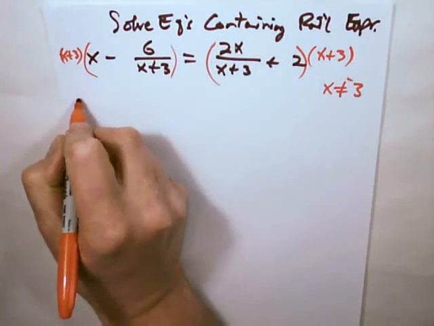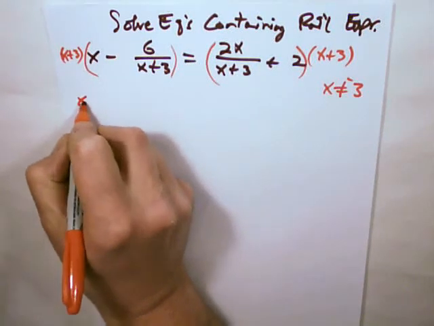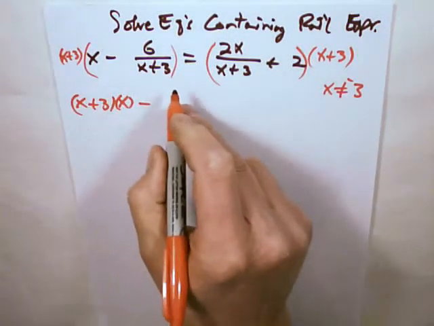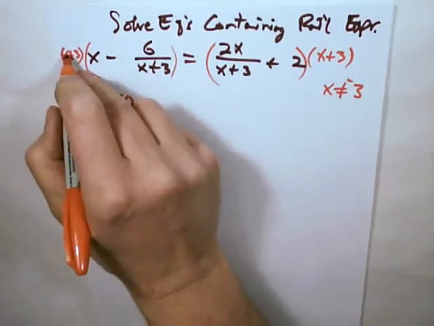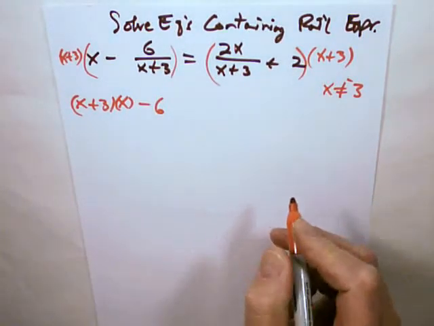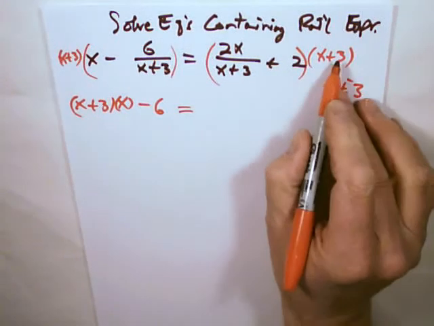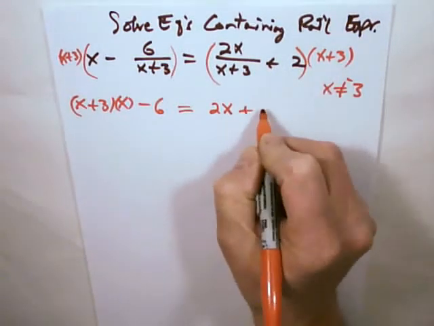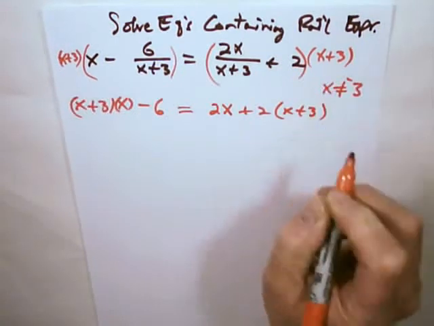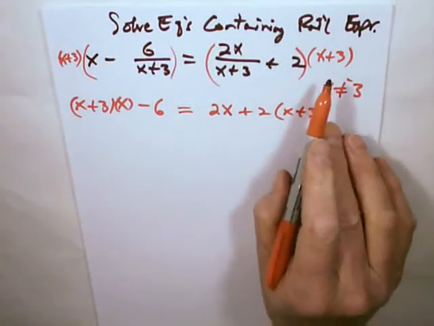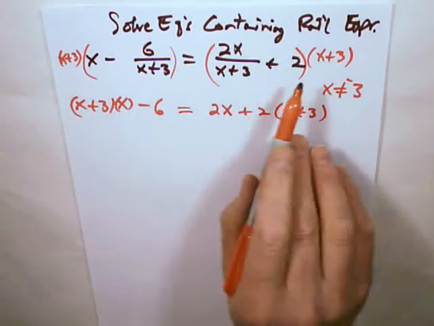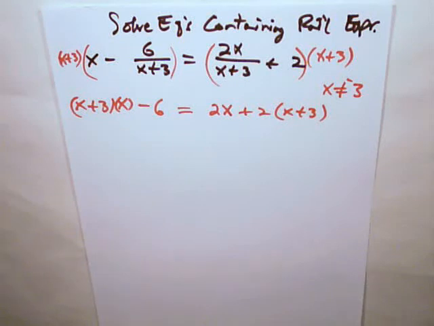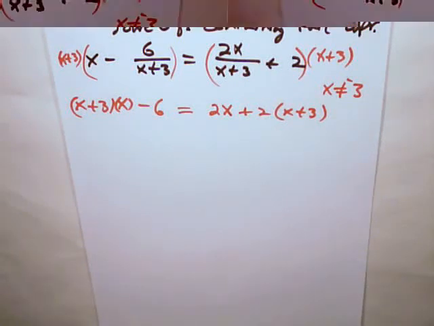On the left-hand side, we're going to be getting x plus 3 times x minus, well, if I go x plus 3 times the 6 over x plus 3, those cancel out. One's in the numerator, one's in the denominator, so I'm just going to get 6 there. And then on the other side, the x plus 3 is going to cancel with the first term this time, 2x, and then plus 2 times x plus 3. Okay, so that's the key step there: we recognize the LCD, you multiply by the LCD, and that has the effect of clearing the fractions.